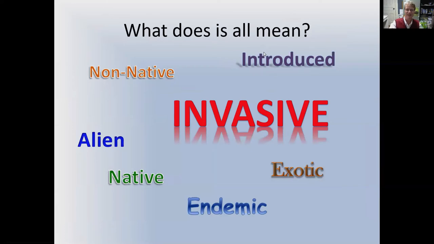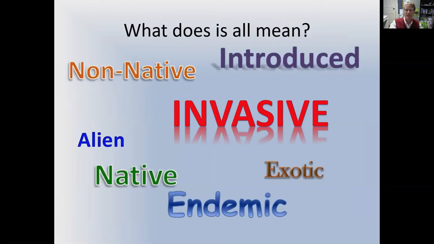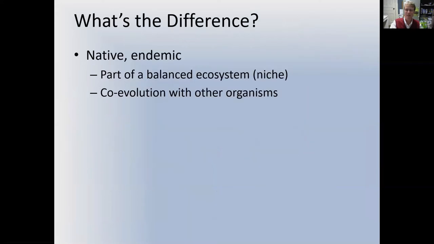And there are so many terminologies out there, so many confusing words that are used. What do we mean by all of them? And so we're going to go through really quickly three different definitions. First of all, the native species is one that would have co-evolved with an ecosystem. It's part of a balanced ecosystem with a specific niche.